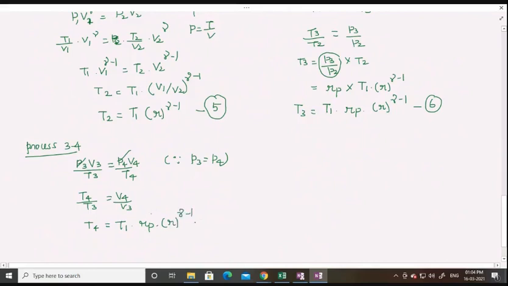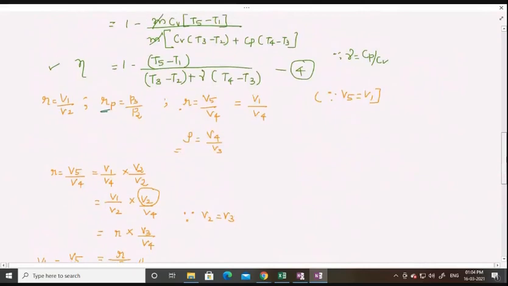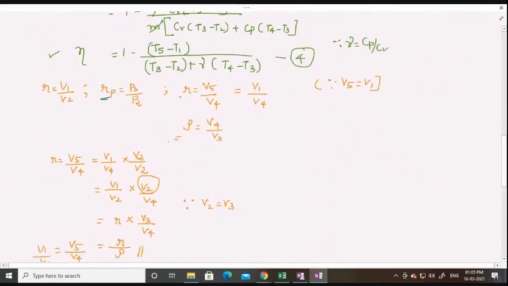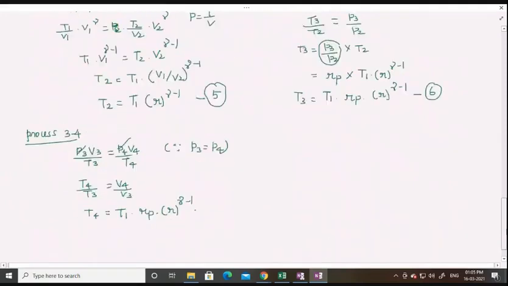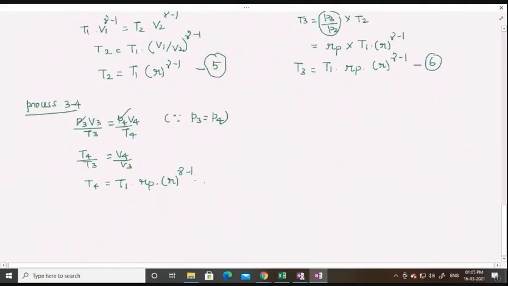And V4 by V3 is nothing but the cutoff ratio. So instead of V4 by V3, we can say cutoff ratio rho. So this is equation number 7. The relation in terms of T4 is T4 equal to T1 into r power gamma minus 1 into rp into rho.